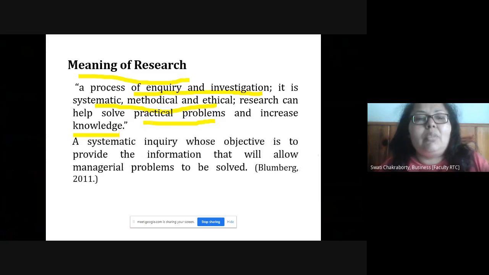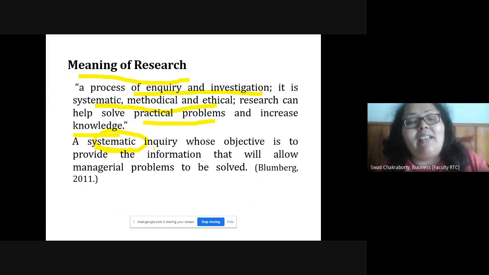As per Bloomberg, research is a scientific inquiry. So you see the word systematic comes again and again. Systematic inquiry. The main objective is to provide information which will help in solving managerial problems.